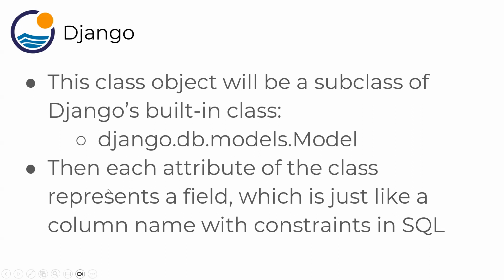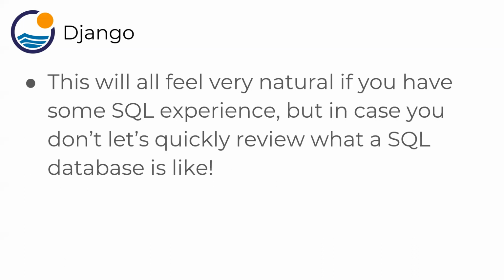Okay, listen only. Each attribute of the class represents a field, which is just like a column. That field we are using will generate a column in your backend of Django, with constraints in SQL. In SQL, we have rows and columns, so it is like that. A field will represent a column in that database.